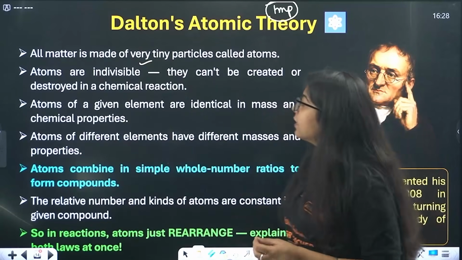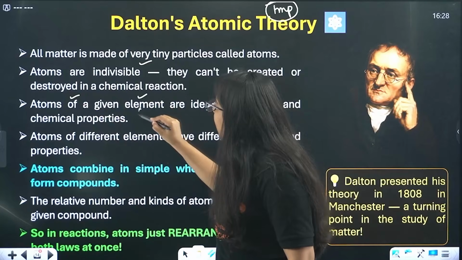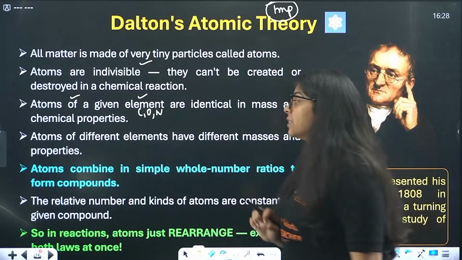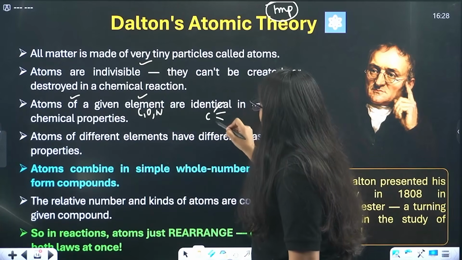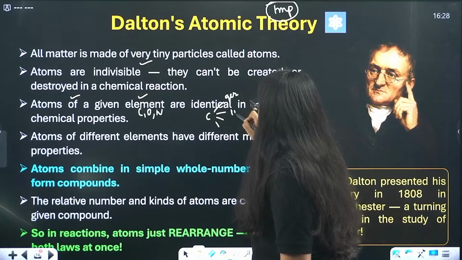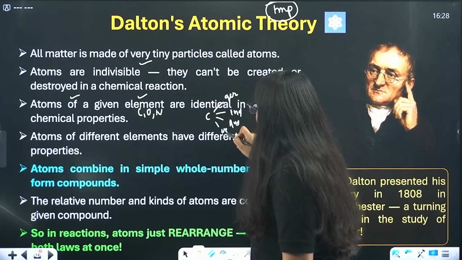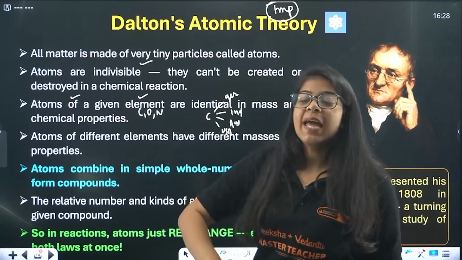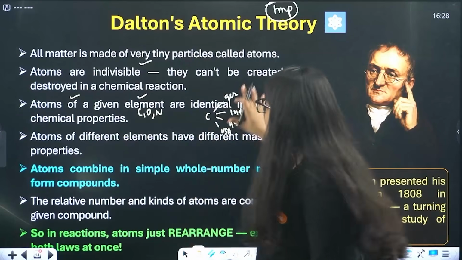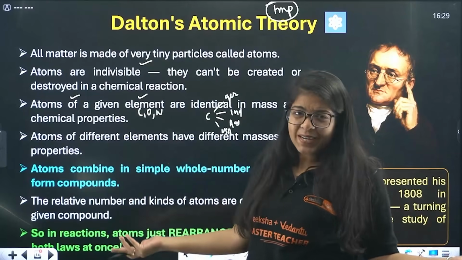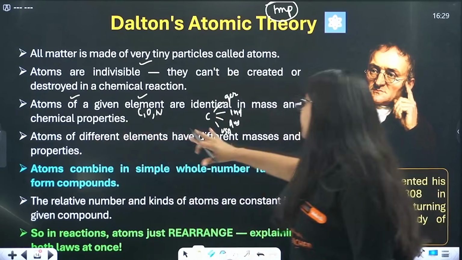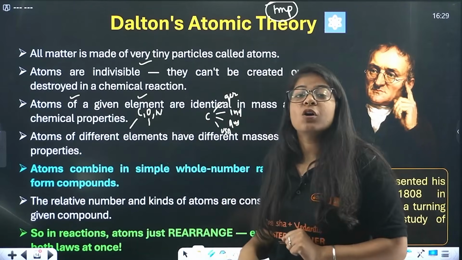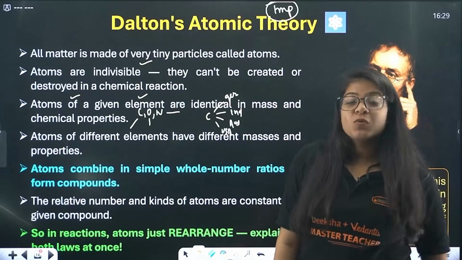Then he said that atoms of a given element, like carbon, oxygen, nitrogen, are identical in mass and chemical properties. That means all the atoms of carbon, in Germany, India, Australia, USA, everywhere, you will find the same properties and the exact same mass. That makes sense, right? Then atoms of different elements have different mass and properties. The mass of carbon and oxygen are different, so chemical properties will also be different. Nitrogen's mass and chemical properties will also be different.